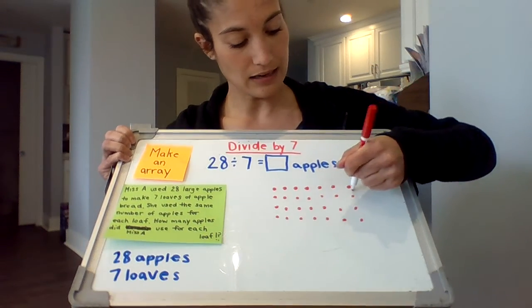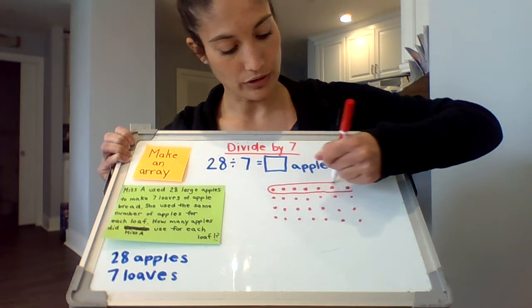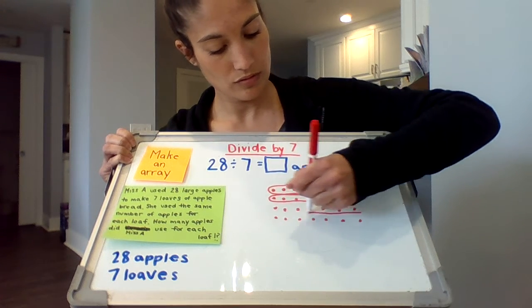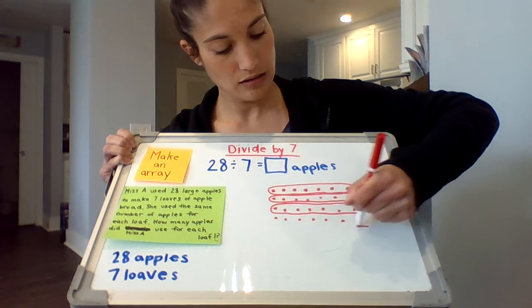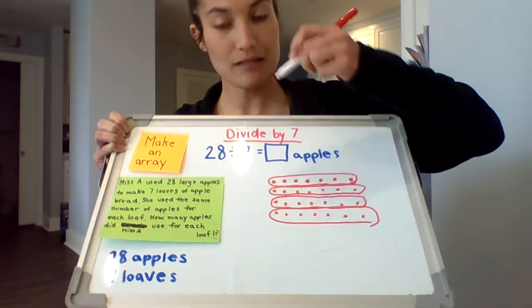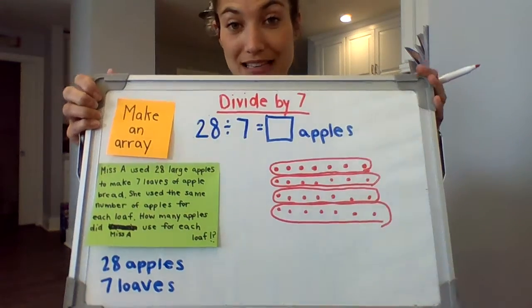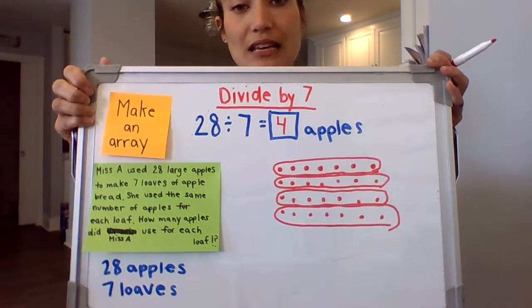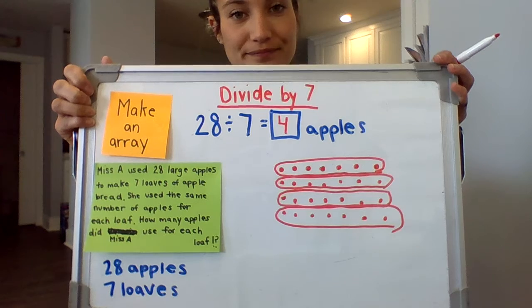Wow, so I see I made 1 row, 2, 3, 4. I made 4 rows, so that means there are 4 apples in each loaf.